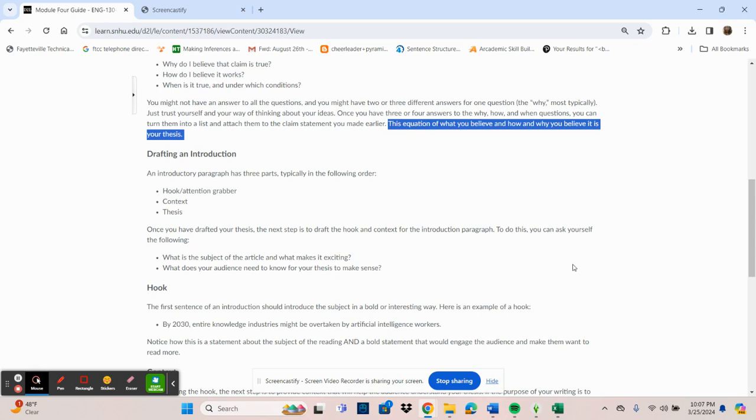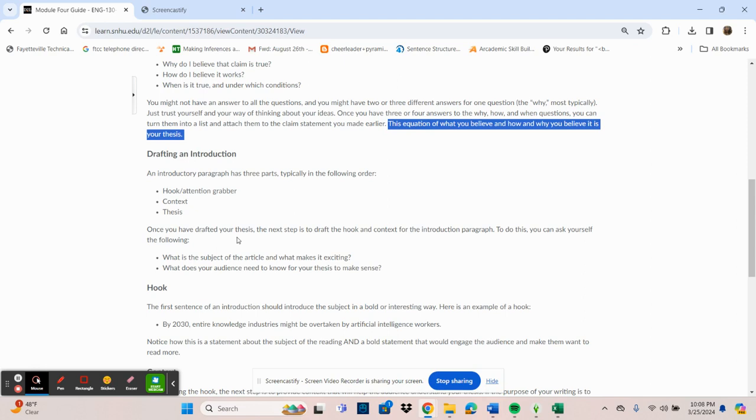Okay. Once you've drafted your thesis, the next step is to draft the hook and context for your introduction paragraph. So, this is suggesting that we sort of work backwards when we're doing our introduction. And I think that's very important. Writing is not a linear process. It is okay to start from the end and work your way up. It is okay to start in the middle. It is fine. When it comes to writing, you draft in the way that makes you feel most comfortable.